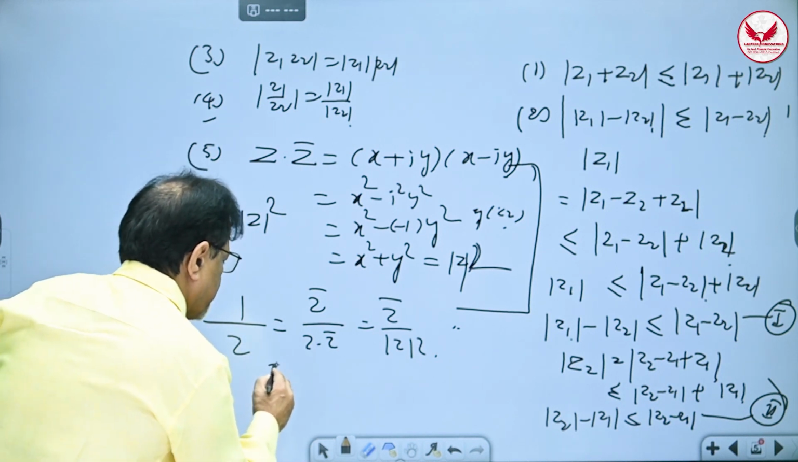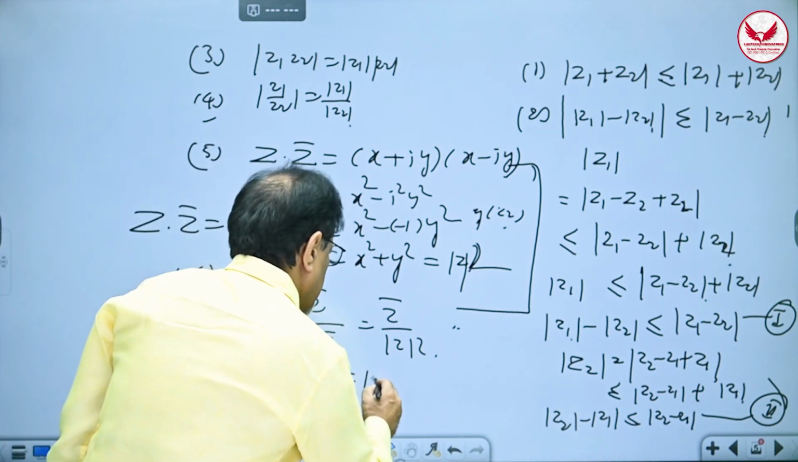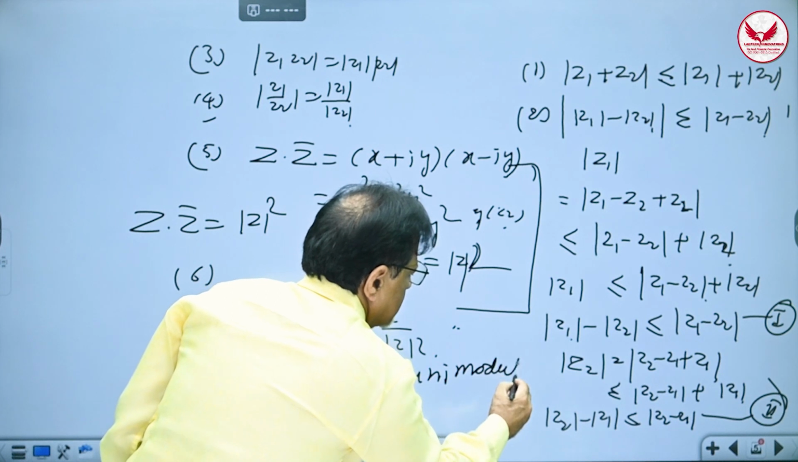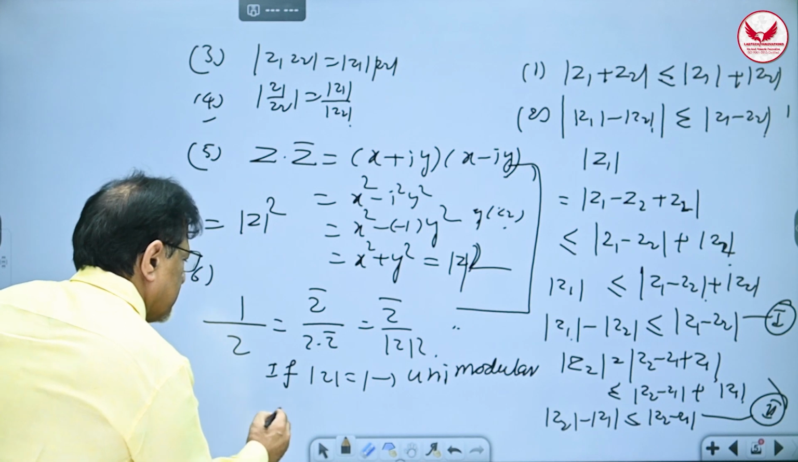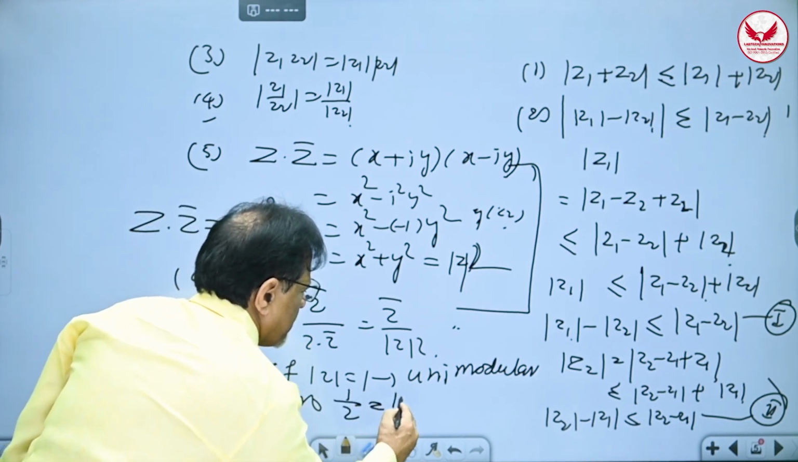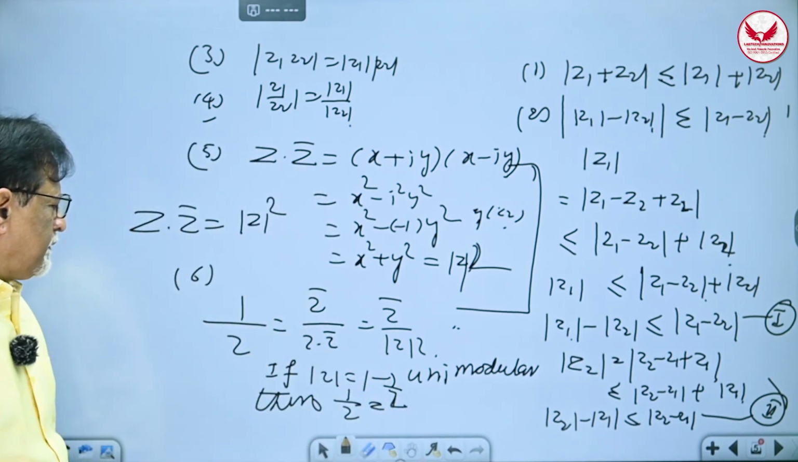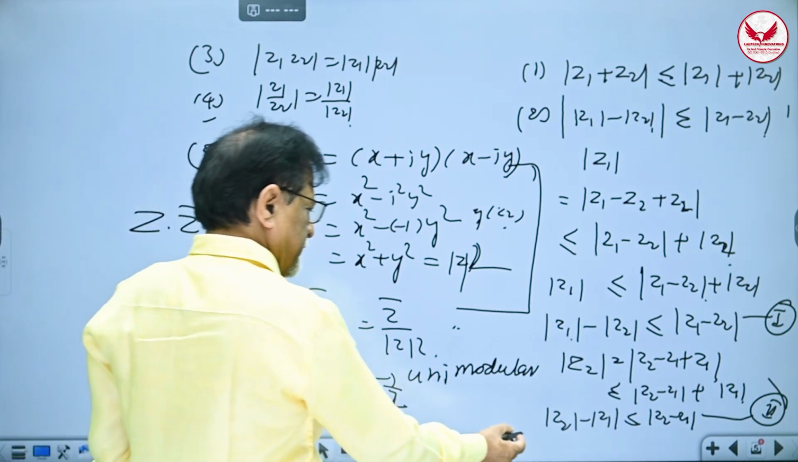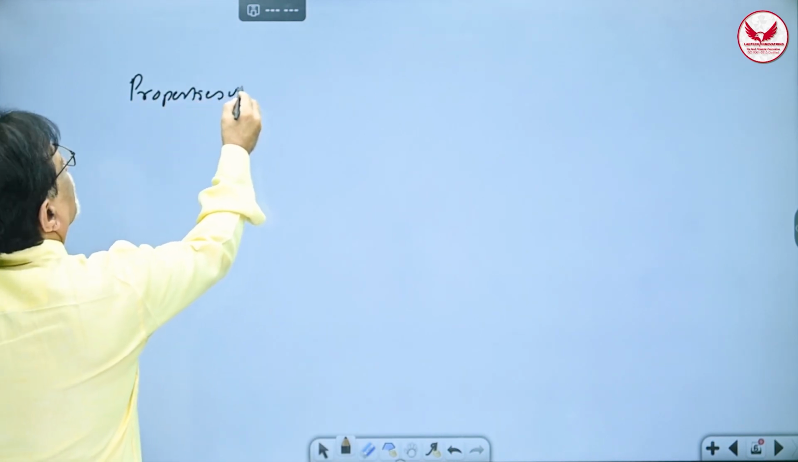In particular, if mod z is 1, it is called a unimodular complex number. So whenever mod z is 1, then 1 upon z becomes simply z bar, because mod z is 1. So 1 upon z is z bar. Very interesting, okay? Fine. Now, properties of conjugate.